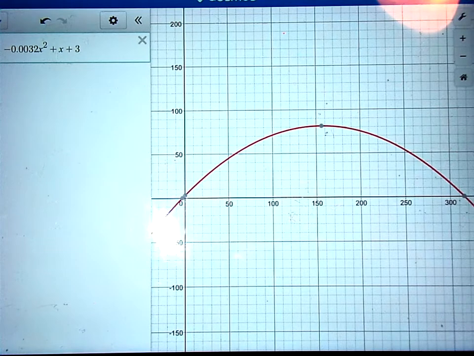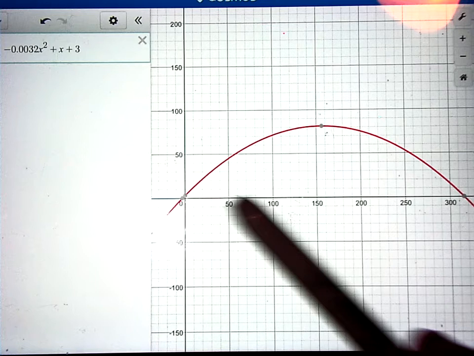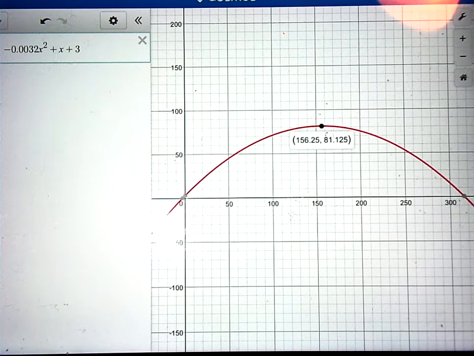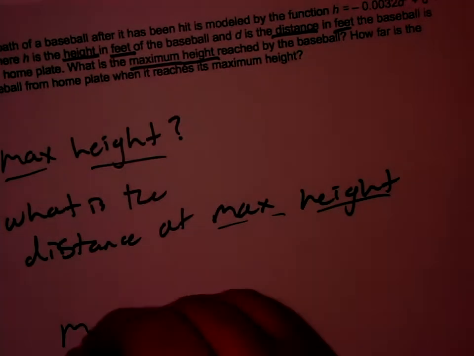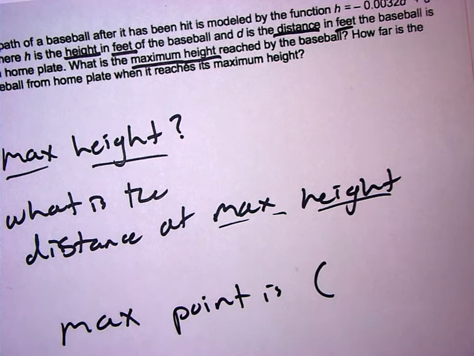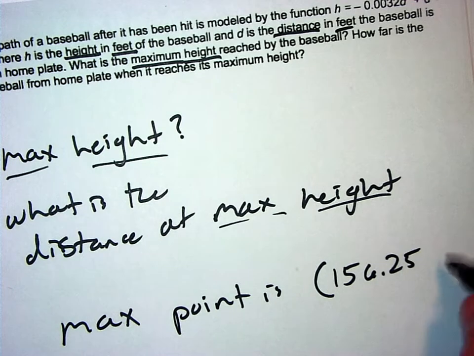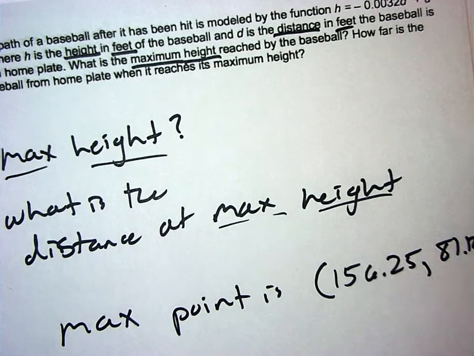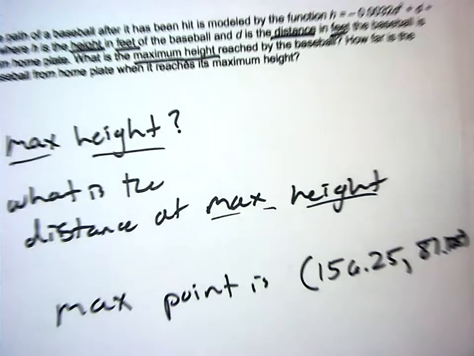So here, I'm going to go back and I want the maximum. And that's the highest point on there. If you remember your key features, the maximum is the very highest point. So right here. So really, my maximum, and I'm going to write here, the max point is, and off of Desmos, it's telling me the maximum point is 156.25, 81.125.